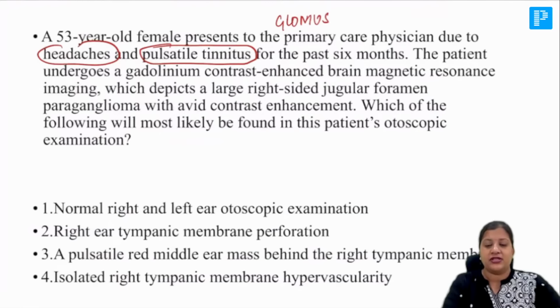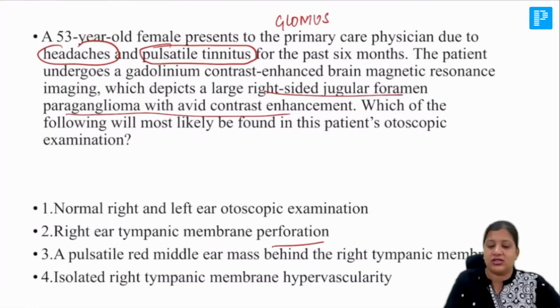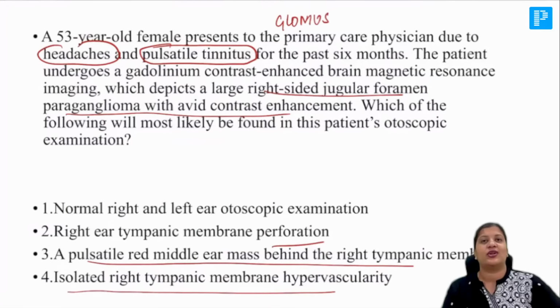Very good. Now the patient undergoes a gadolinium enhanced MRI and it shows a right-sided jugular foramen paraganglioma with vivid contrast enhancement, which is expected. So we know glomus tumors are paragangliomas and they are vascular, so they take up contrast. Which of the following will be the likely otoscopic finding is the question. Will you see a normal tympanic membrane? Will you see a perforation of the tympanic membrane? Will you see a pulsatile red mass behind the tympanic membrane? Or would you see an isolated right tympanic membrane hypervascularity?